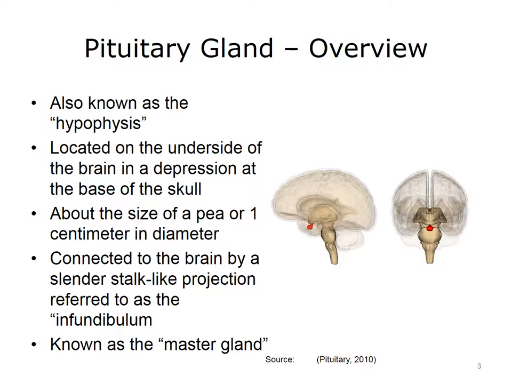The pituitary gland, also known as the hypophysis, is a small gland about 1 centimeter in diameter, located at the base of the skull in a depression of the sphenoid bone known as the sella turcica. The gland is connected to the hypothalamus of the brain by a slender stalk called the infundibulum. The pituitary gland is also known as the master gland, because it produces or secretes a variety of hormones that are transported through the body and direct other glands to produce their hormones.